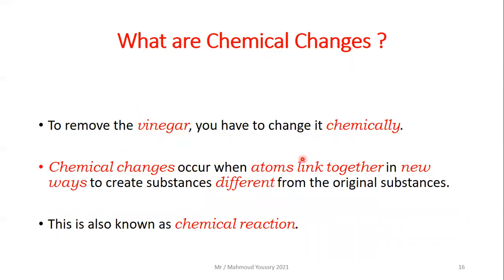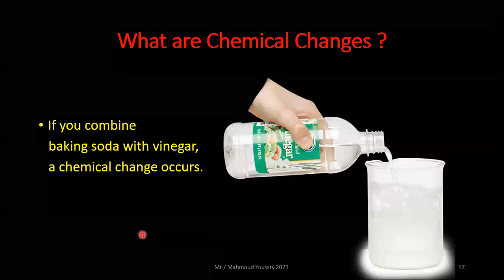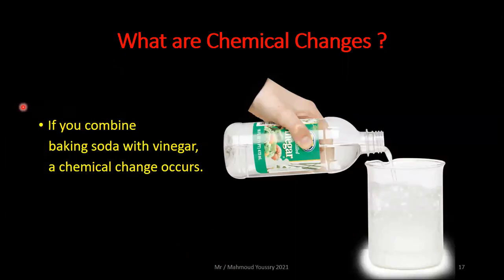Chemical changes occur when atoms link together in new ways to create substances different from the original substances. So we will make a chemical change to the vinegar to produce a different substance. This is also known as a chemical reaction. For example, if you combine baking soda with vinegar, a chemical change occurs.